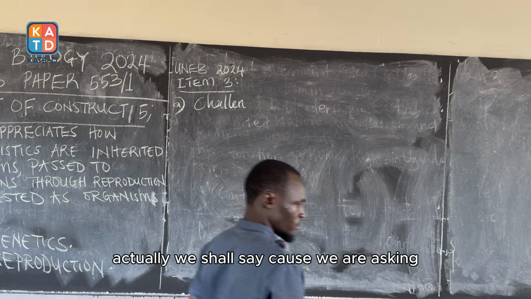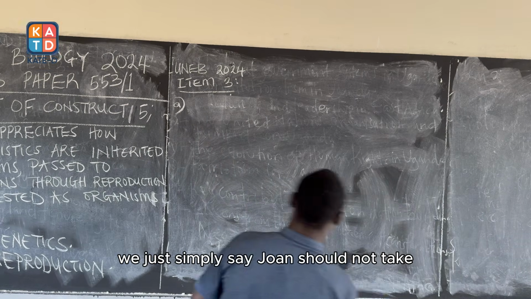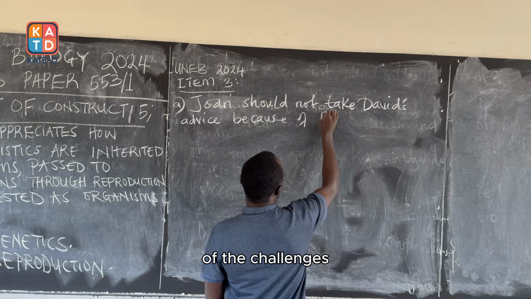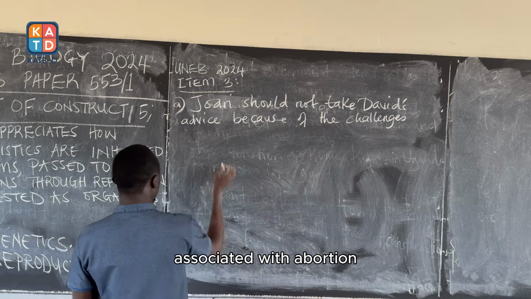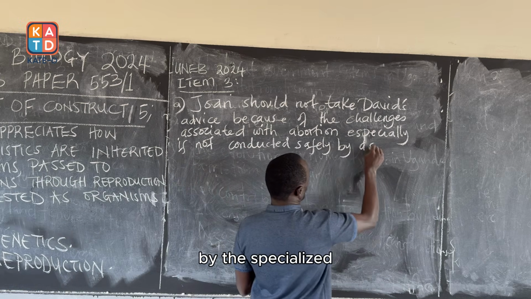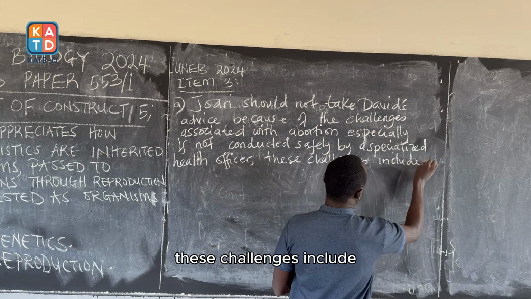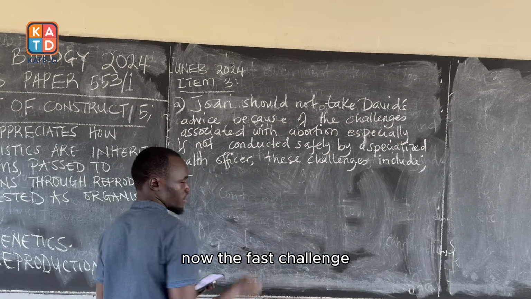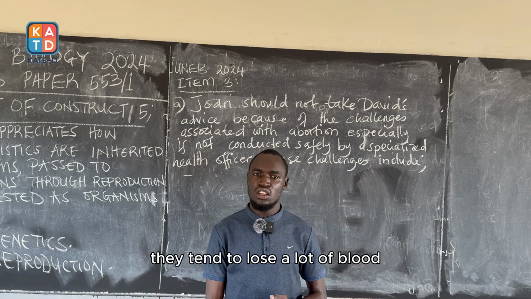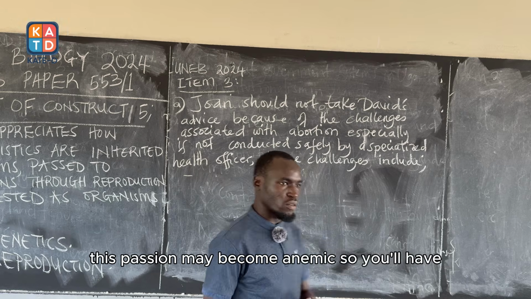We shall check on what are the challenges of abortion, which will be our part A. Because they are asking, why shouldn't Joan take David's advice? We just simply say, Joan should not take David's advice because of the challenges associated with abortion, especially if not conducted safely by a specialized health officer. Among the challenges, the following are given. The first challenge concerning abortion is simply overbleeding. Ladies who conduct abortion tend to lose a lot of blood, and excessive loss of blood can result into anemia. This person may become anemic.